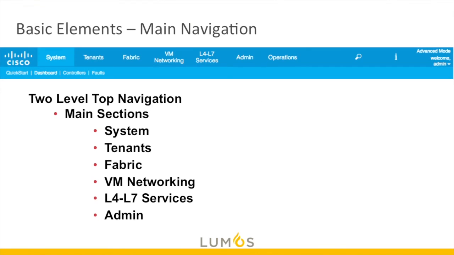So the web user interface, what you're seeing here is updated for the 2.0 interface. We have the top level navigation, the main navigation up here. We have system, tenants, fabric, virtual machine networking, layer 4 through 7 services, admin, and operations.